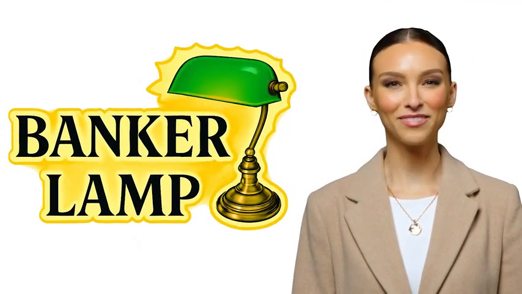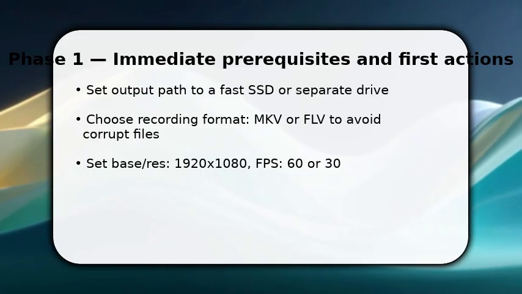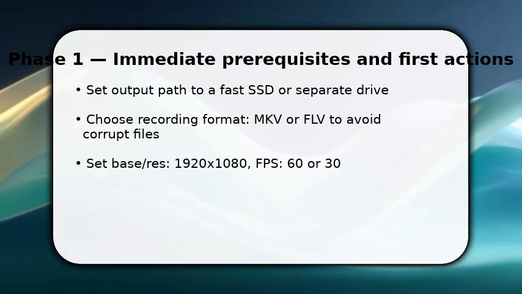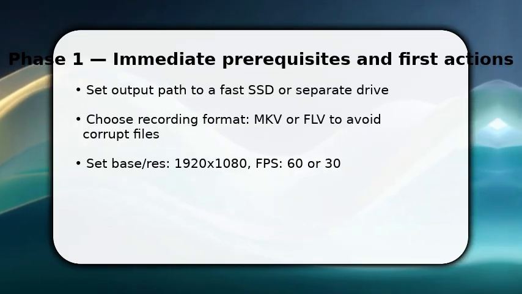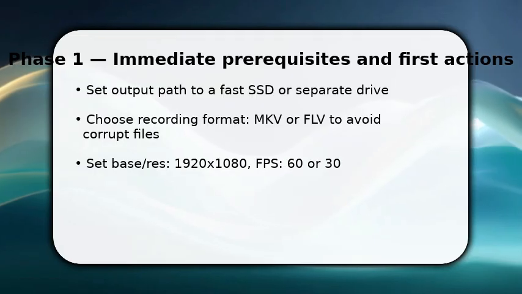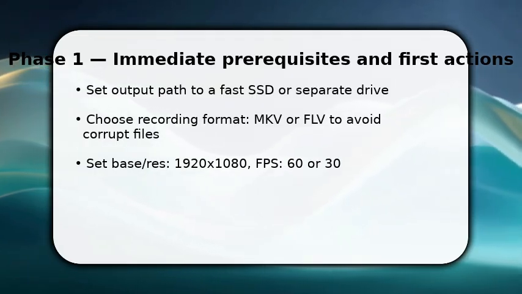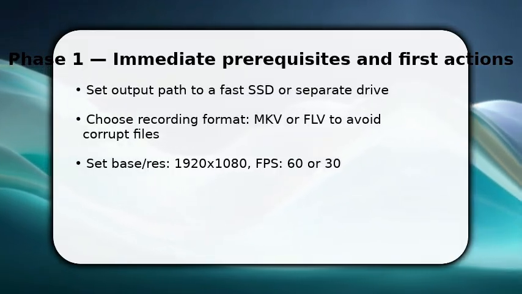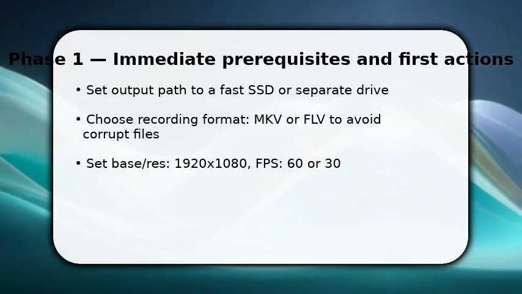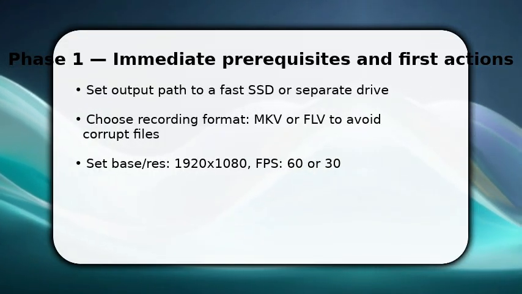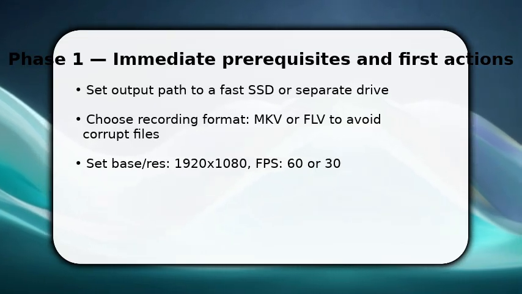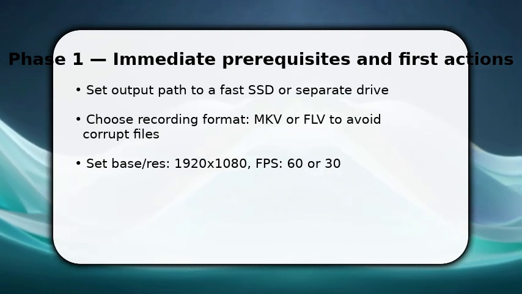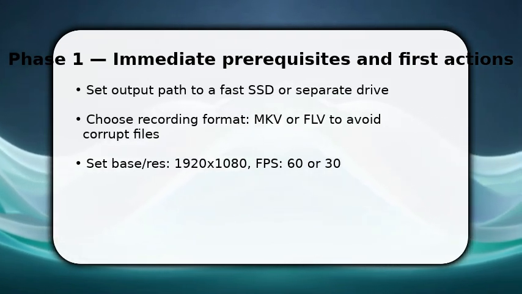Please enjoy the video. You start by locking down where and how recordings are saved. Point OBS to a fast SSD or second drive. This prevents dropped frames. Next, pick MKV or FLV as the container so crashes don't ruin files. Once done, set your canvas to 1920x1080 and choose 60 FPS for smooth motion or 30 FPS for smaller files. Finally, open Output Settings and select a sensible bitrate, around 10 Mbps for 1080p 60, and choose your encoder.